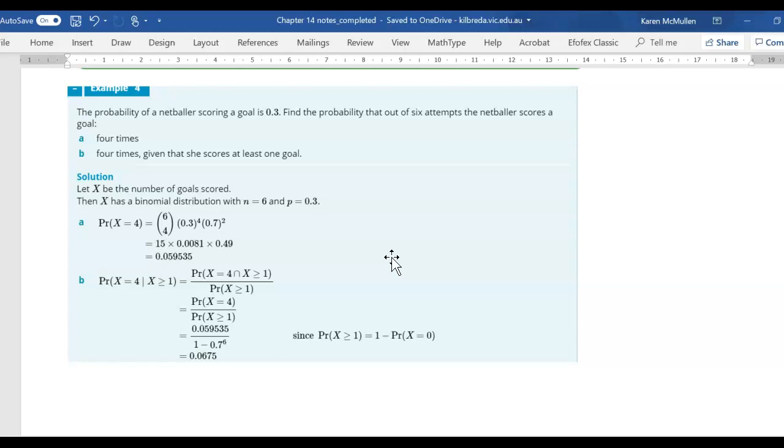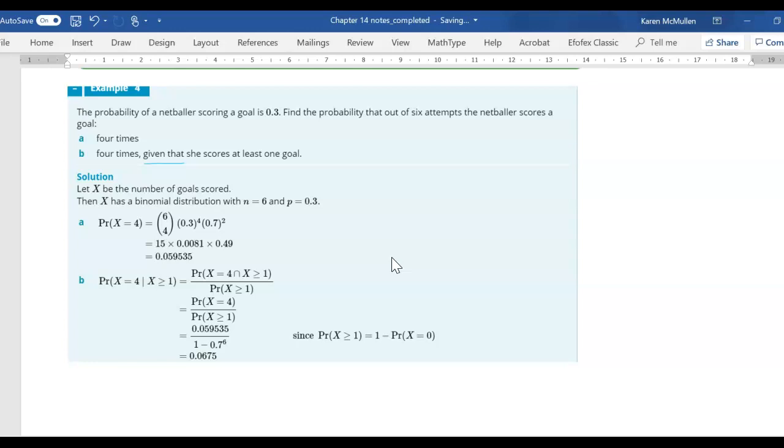All right, so the probability of a netballer scoring a goal is 0.3. Find the probability that out of 6 attempts the netballer scores a goal, first of all 4 times, and then 4 times given that she scores at least 1 goal. The term given that should indicate in your brain it's conditional probability, and the condition follows the term given that. Those VCAR questions yesterday were around the other way, so you've just got to be careful that the condition follows the given that.